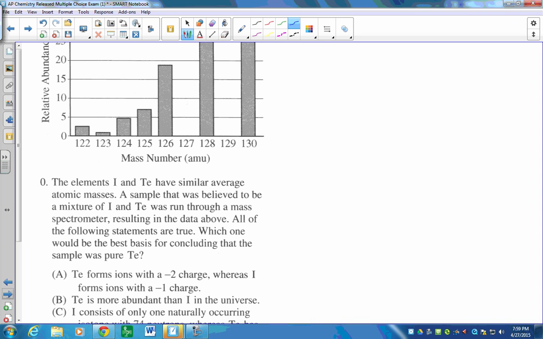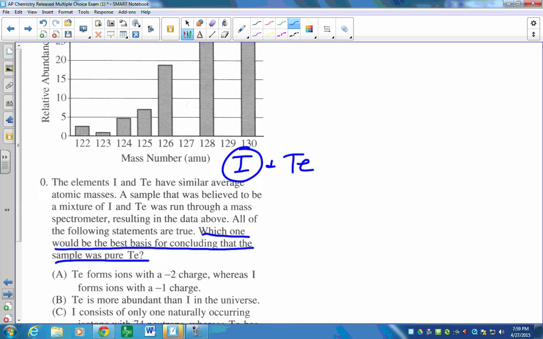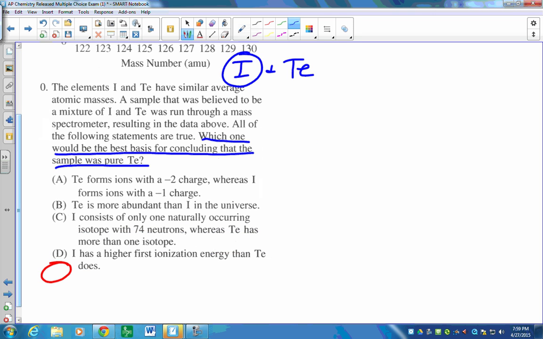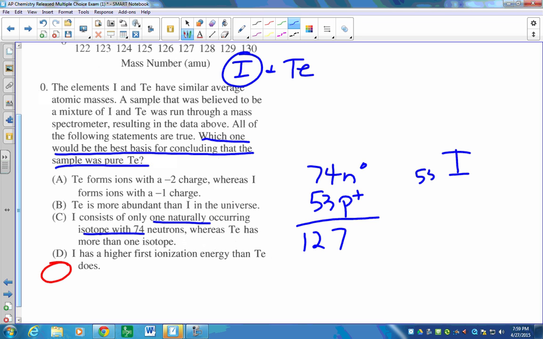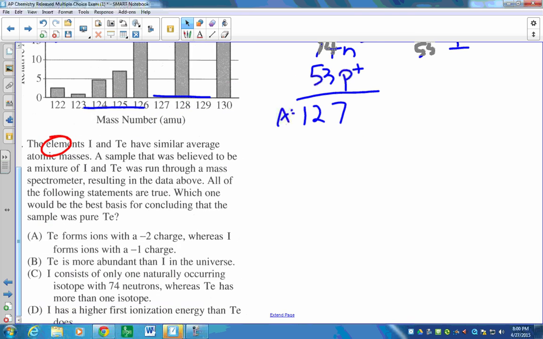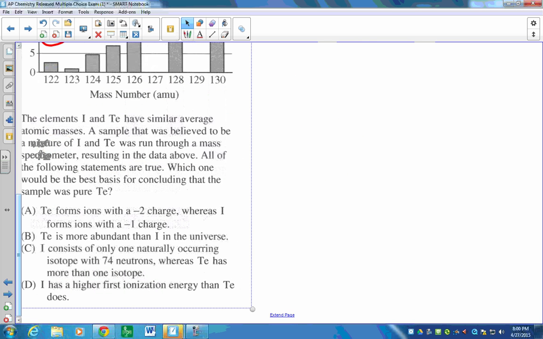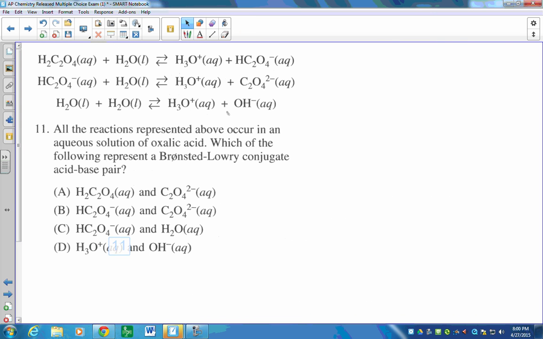All right, and we talked about this one. They thought it was a mixture of iodine and tellurium, but the question says which would be the best basis for concluding that the sample was pure Te, and otherwise there's no iodine in there, it's all Te. And then C says iodine consists of only one isotope and it has 74 neutrons. Okay, and if you look on the chart, iodine is atomic number 53, which means it has 53 protons and 74 neutrons, and so the mass of iodine is 127. And how you can be absolutely sure that this is a sample that just consists of iodine, if you look at our graph, there is nothing at 127. So that is the best reason.